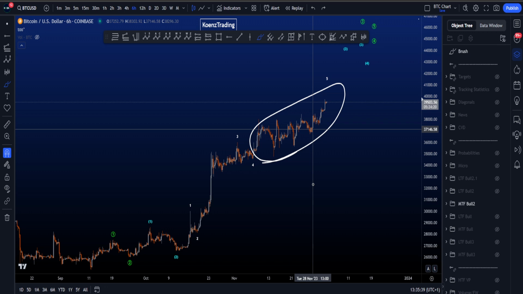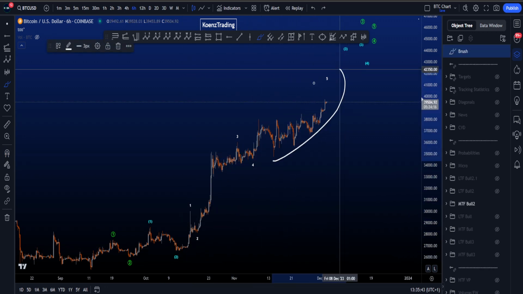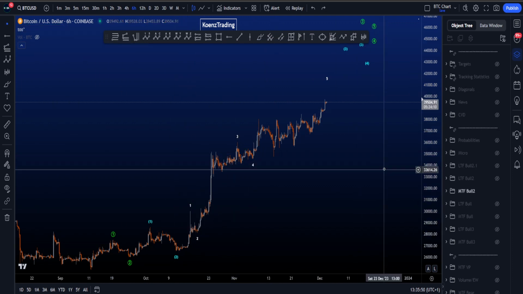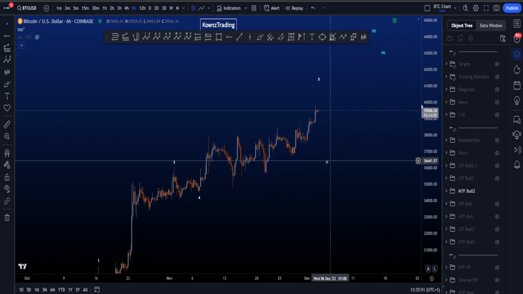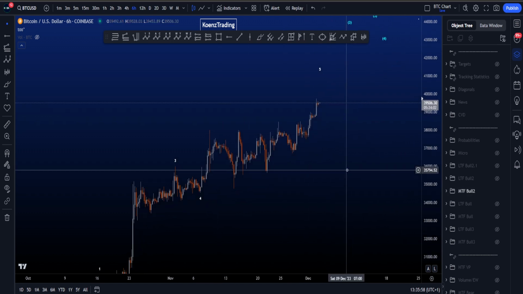You can see just by looking at the impulse to the upside that this wave 5 is quite out of context compared to 1, 2, 3 and wave 4, which lowers the probabilities for this particular scenario. There are 2 scenarios I have on the lower time frame for this particular scenario then.